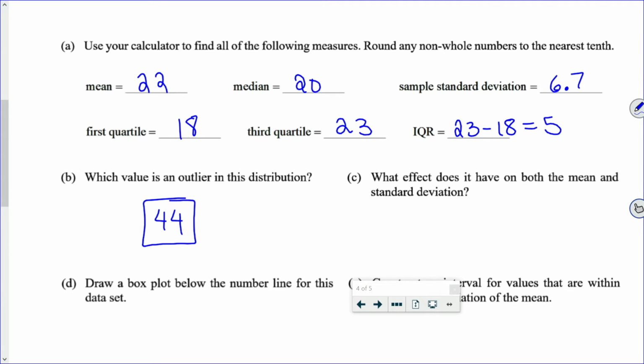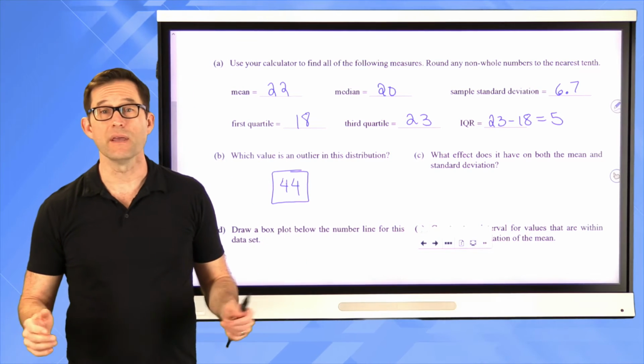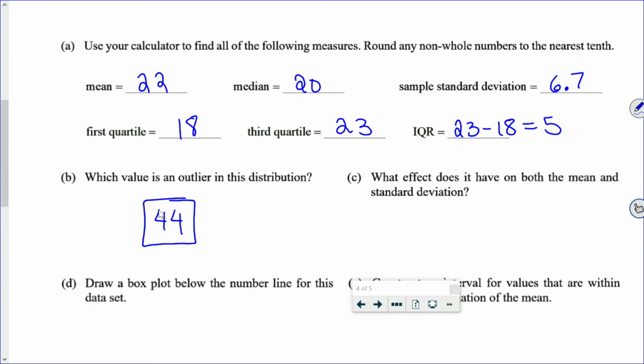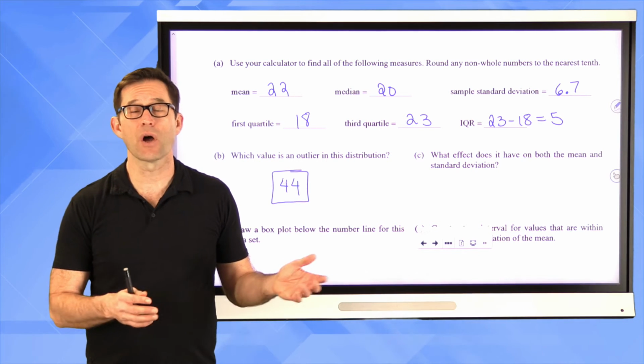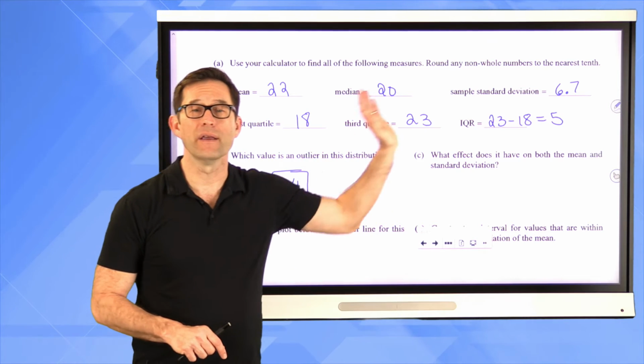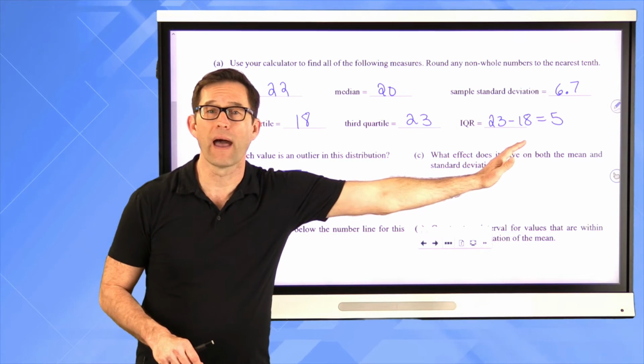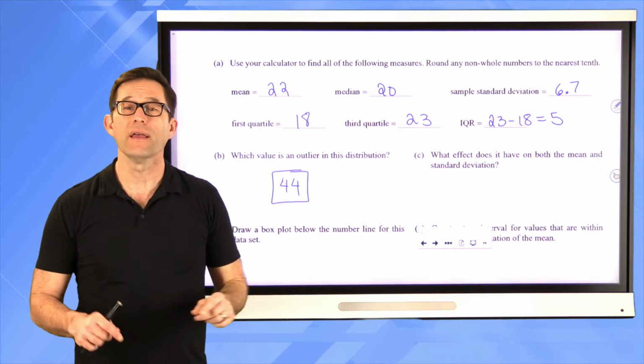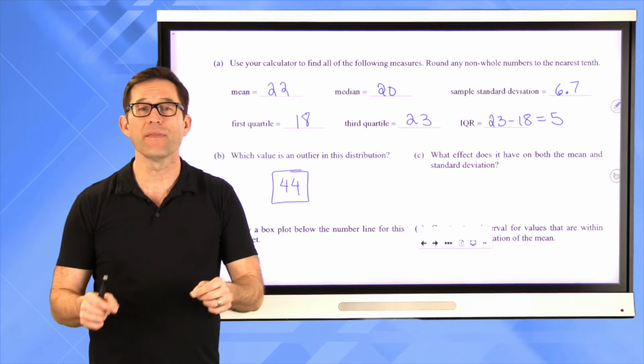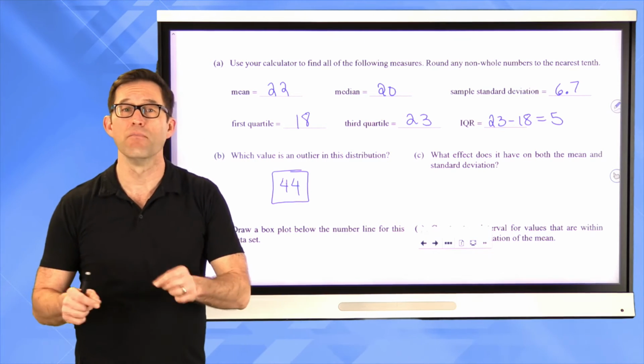So, letter C, what effect does the outlier have on both the mean and the standard deviation? All right, well, we just talked about it. Because that outlier is going out to the right, it's going to make both the mean and the standard deviation much larger.